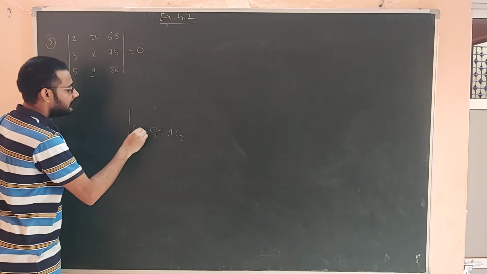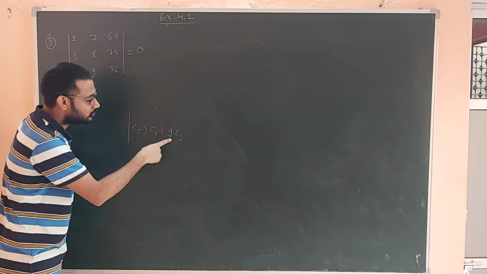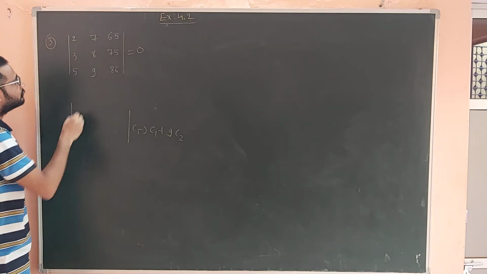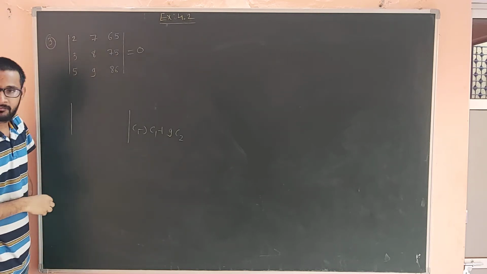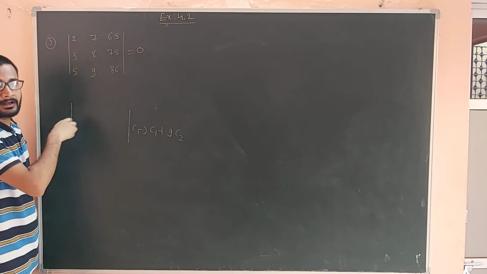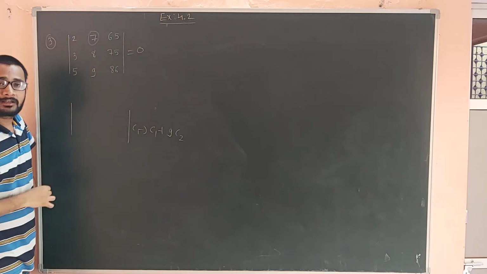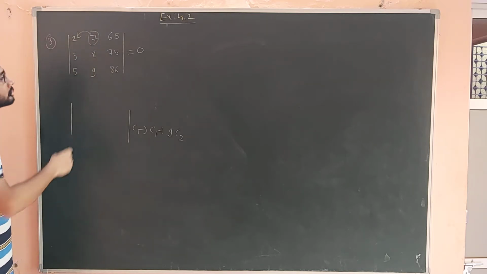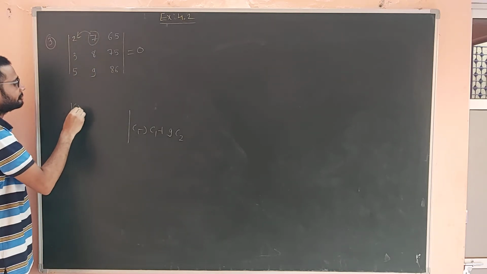Okay, so here again I multiply column 2 by 9 and add into the first column. Here column 2 is 7, 8 and 9. I multiply 7 by 9. 9 sevens are 63, and 63 added into column 1: 63 plus 2 is 65.